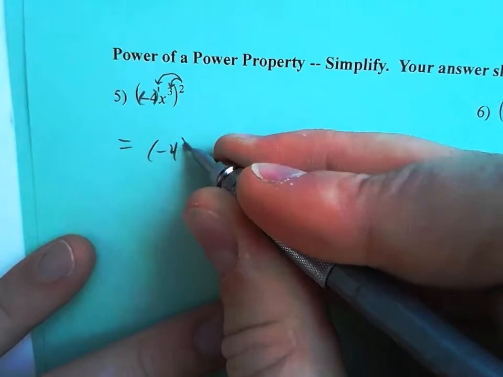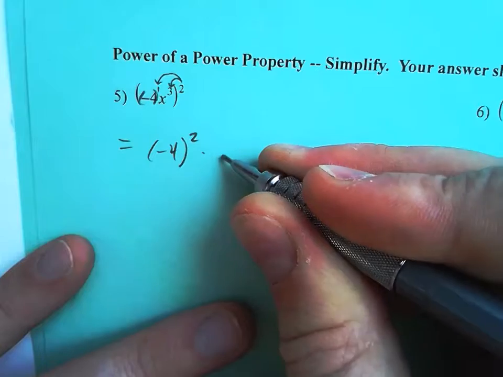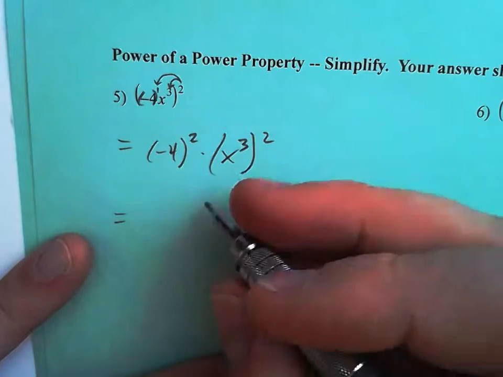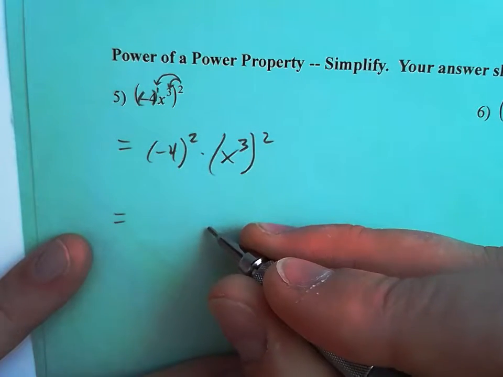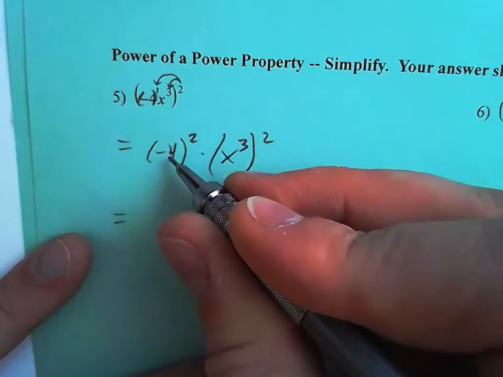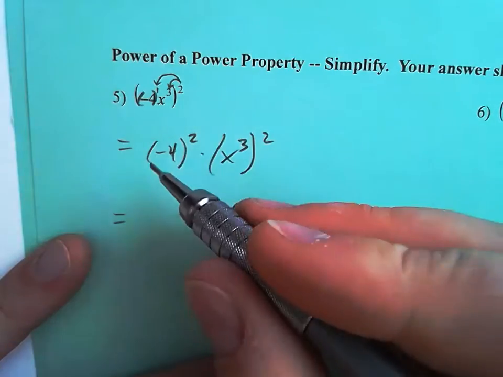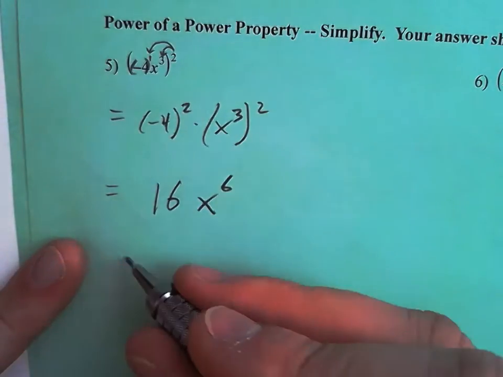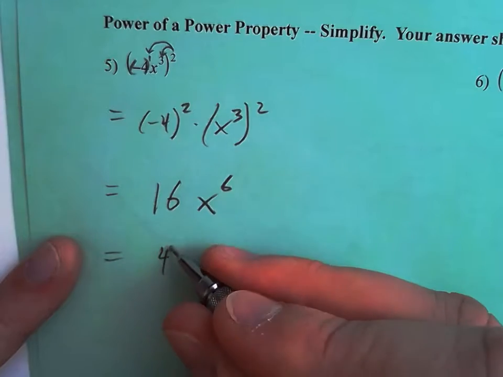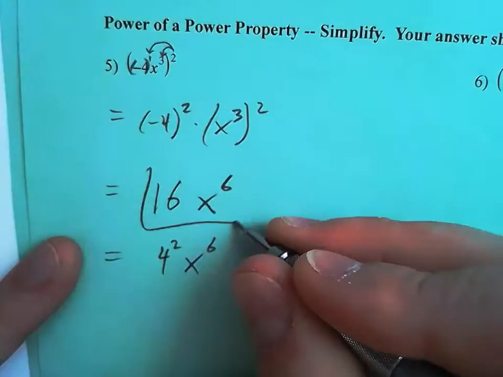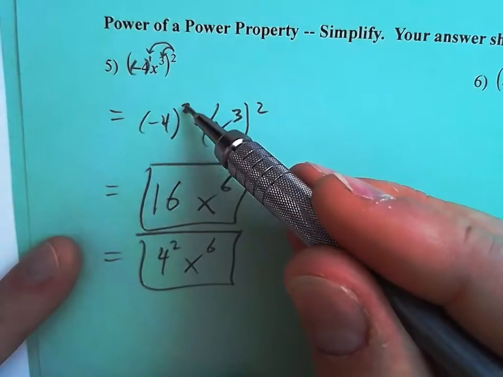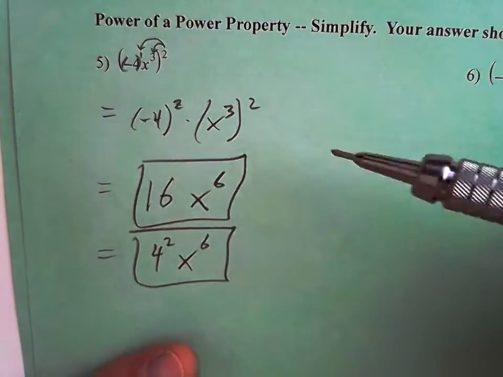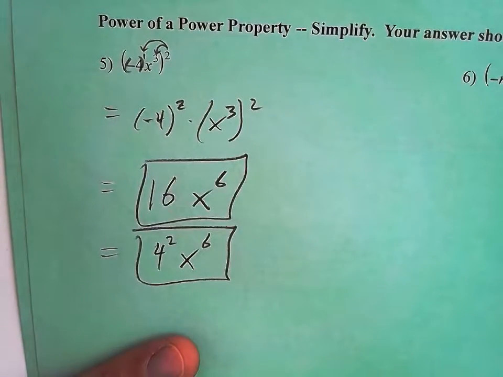So we got -4 squared times x cubed squared. Power of a power says multiply, so this is going to become x to the 6th. -4 squared, -4 times -4 would be positive 16. Or if you want, you could write positive 4 squared x to the 6th. Either one of those is fine. But since it's squared, the negative is going to cancel out, negative times negative, and so you don't want to have that negative in your answer.